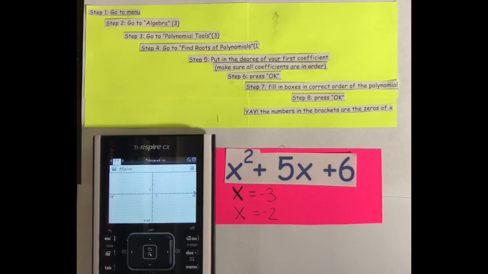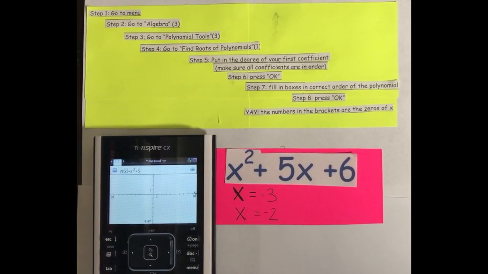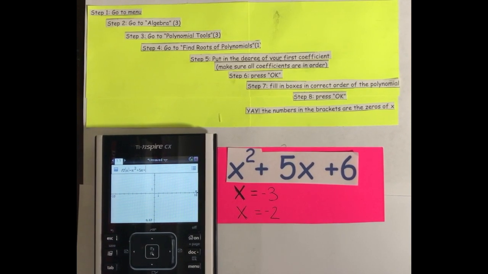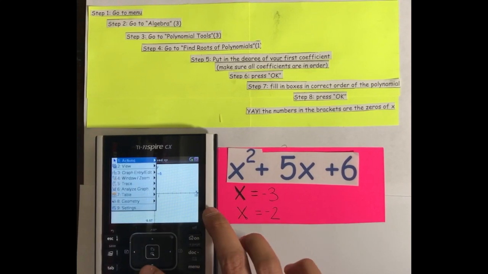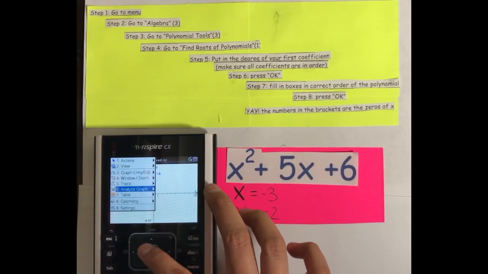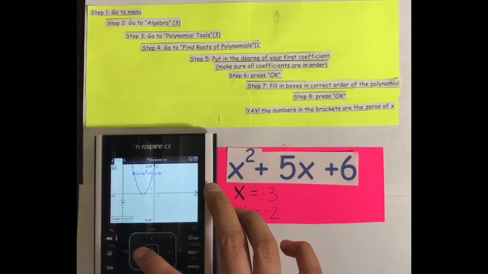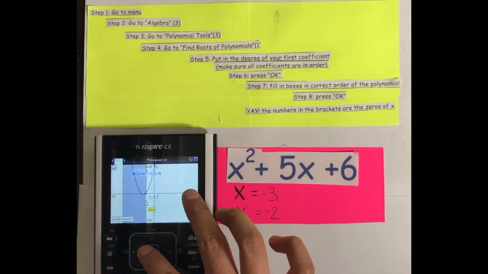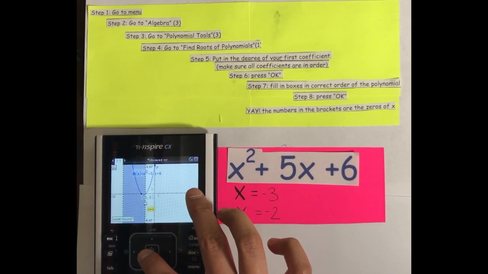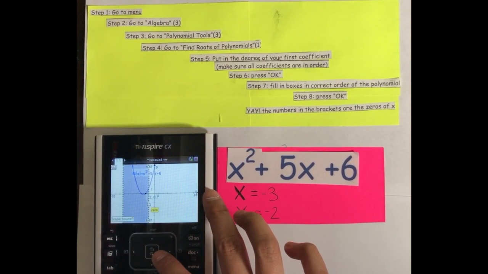X squared plus 5x plus 6. Press OK. Menu. Analyze graph. Zero. As you can see, one of them is -3, and the next one would be -2.